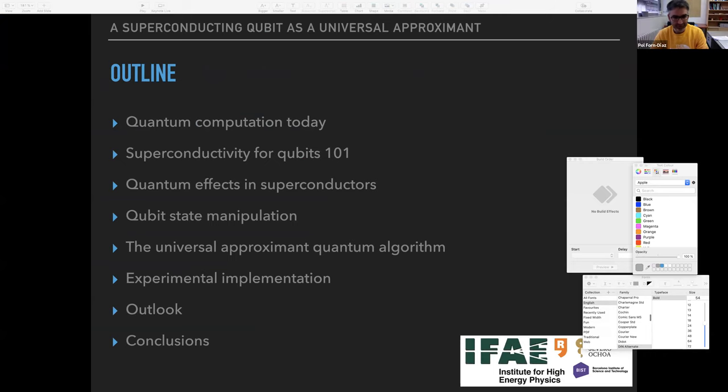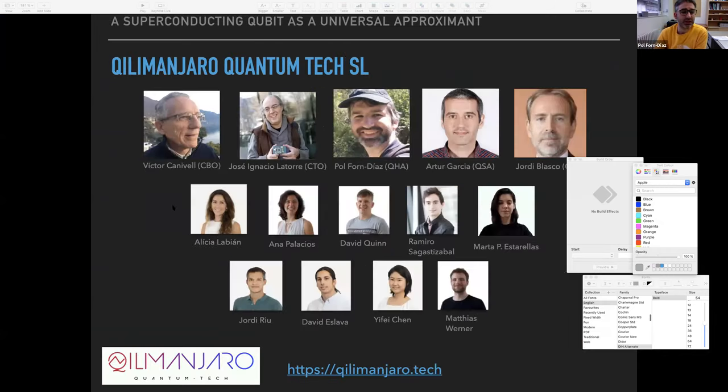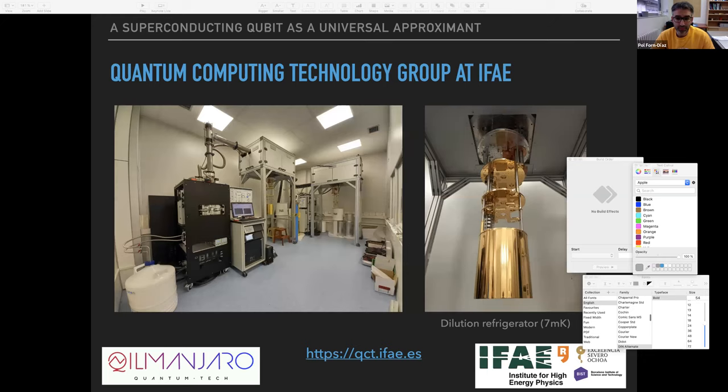Okay, so this was the outline, and this is the people at IFAE. Sorry about that. I was just introducing the Kilimanjaro project with our five co-founders, José Ignacio Latorre himself being one of the co-founders, and Artur García being the other active physicist among the founders. And here we have all the team, which already includes theory and experiment. We are starting to put together our project, and you can also visit our website for more details. And this is the status of our lab at IFAE.